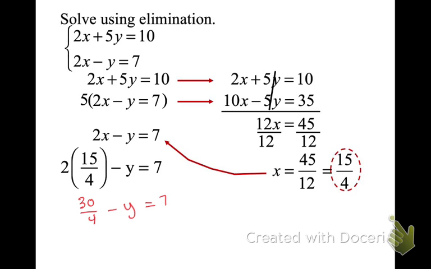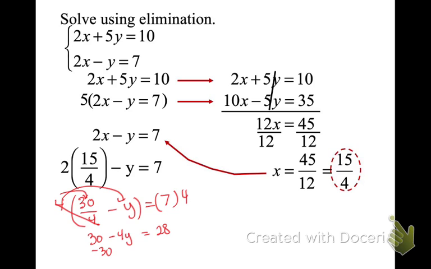I could turn this into a fraction and do it as a fraction problem, or multiply by 4 and just get rid of it. What do you want to do? Let's clear it. Let's multiply everything by 4. Then I'm left with 30 minus 4y equals 28.